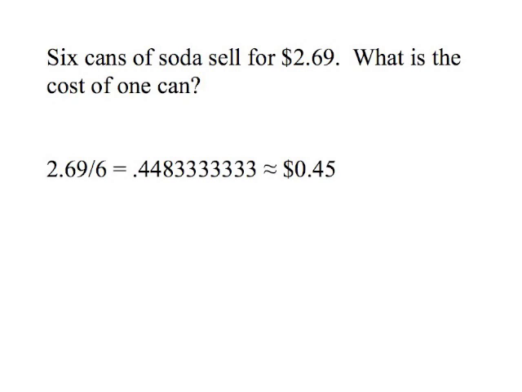And here's a problem related to real number division that also suggests a rate. 6 cans of soda sell for $2.69. The suggested rate might be, what is the cost of 1 can? So to find the cost per can, we let our calculator do the work. We get this long decimal, we round off to the nearest penny, 45 cents per can.